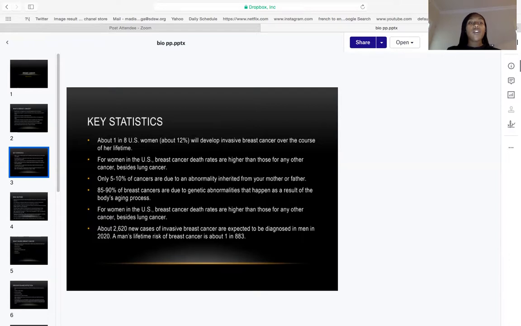aging process. Women in the U.S., breast cancer death rates are higher than those of other cancers, besides lung cancer. About 2,620 new cases of invasive breast cancer are expected to be diagnosed in men in 2020. A man's lifetime risk of breast cancer is about 1 in 883.